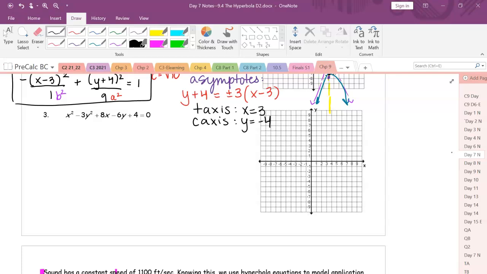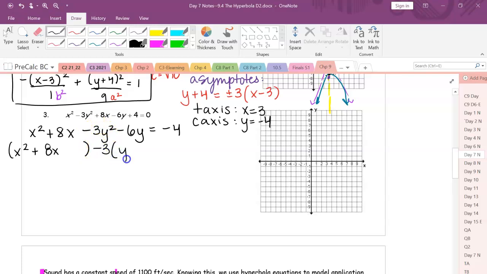So first, I like to organize everything. And subtract your 4 over. The x squared, I can just go straight to completing the square, so I'll get to that. Please be careful, you're taking out a -3, so this becomes y squared plus 2y. Yes, that is something people make a mistake on. All right, we're completing the square.